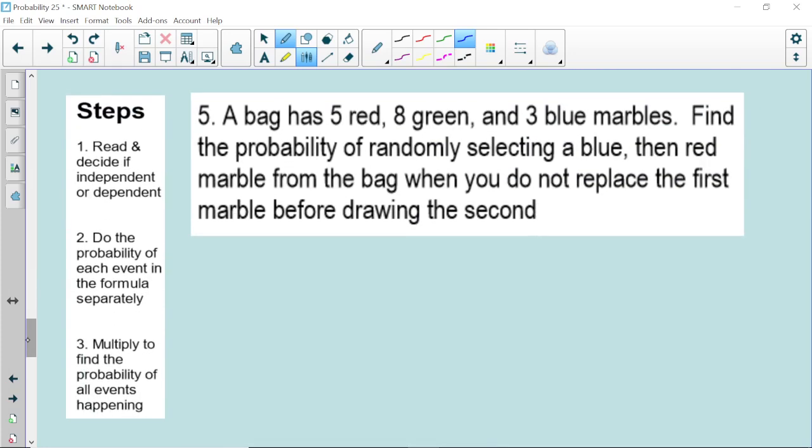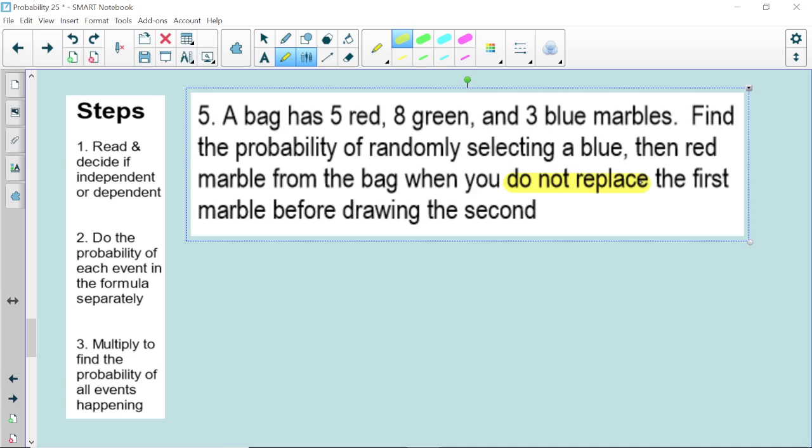All right, number 5. We've got a bag with 5 red, 8 green, and 3 blue marbles. Imagine these black ones are blue. Find the probability of selecting a blue and then a red marble from the bag if you do not replace the first before drawing the second.